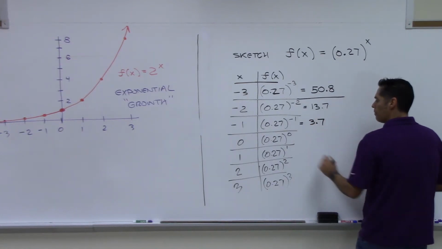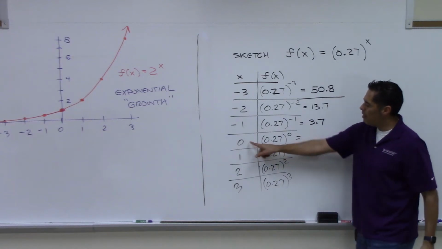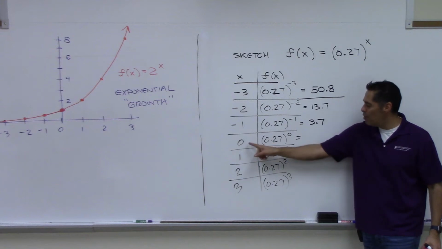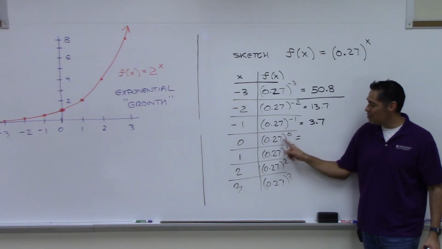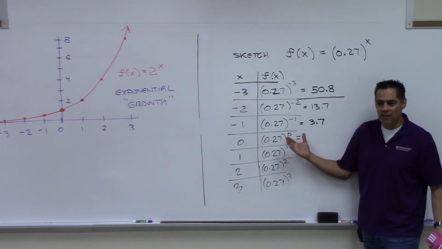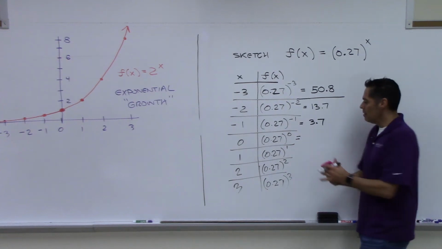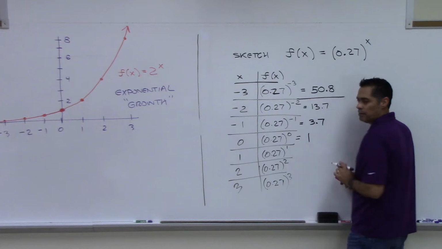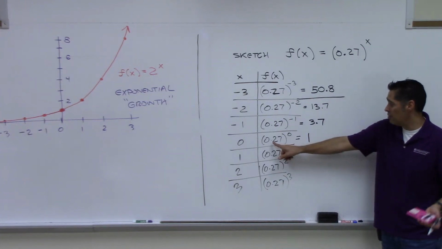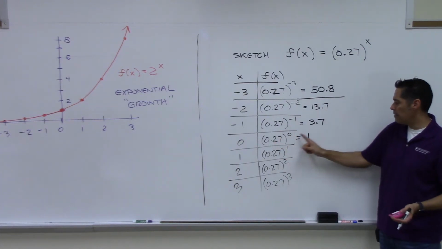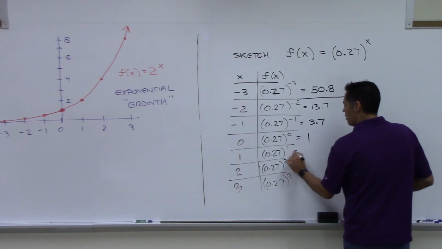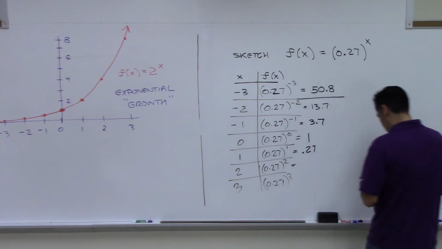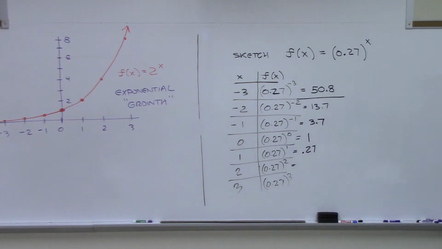3.7. Anytime we plug 0 into any exponential function, do y'all see what will always happen? It's always 1. It doesn't matter what the base is, right? Do y'all see that? Because no matter what this number is, raised to the 0 will give you 1. If that's a 2, if that's 0.27, if it's a 3, it doesn't matter. That to the 0 is 1. Okay, this is just going to be 0.27. This one, 0.27 squared.